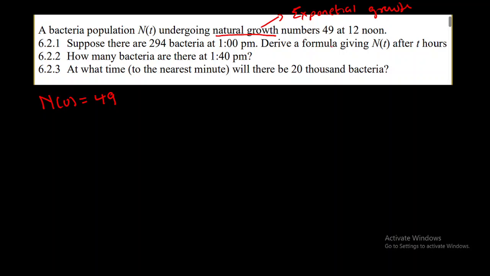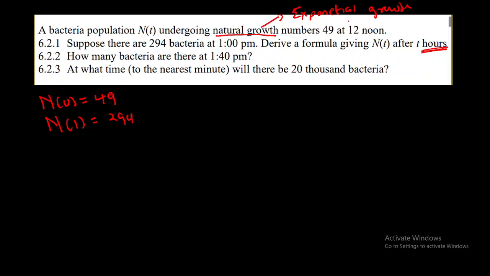At 12 noon, suppose there are 294 bacteria at 1 p.m. Derive a formula giving N of T after T hours. So it means N of what? N of 1 is equal to 294. One might wonder, why am I saying N of 1?